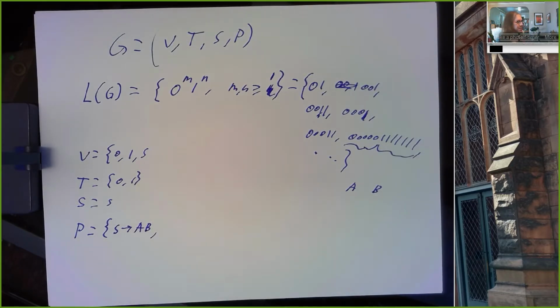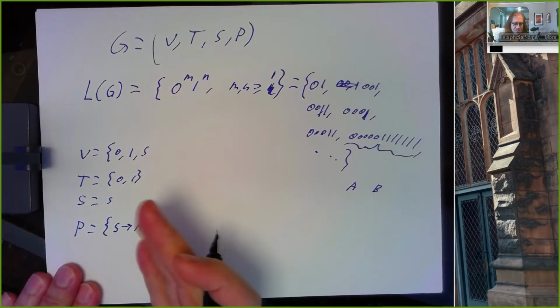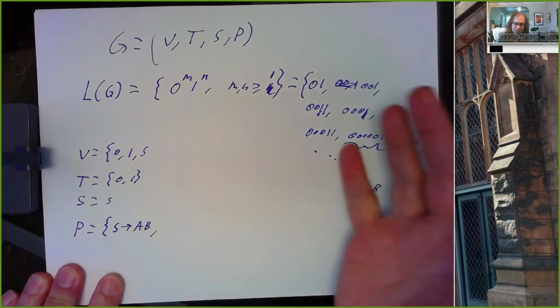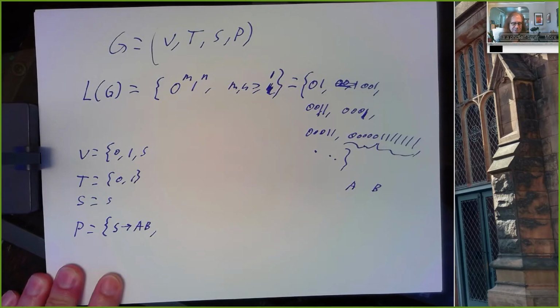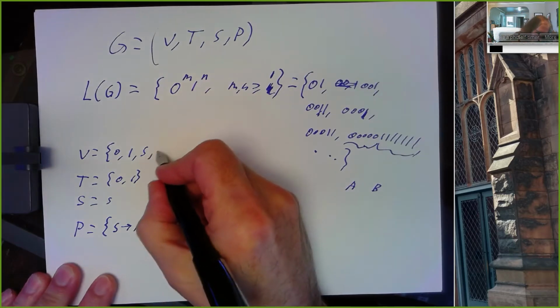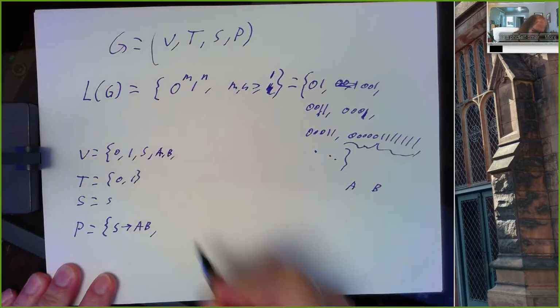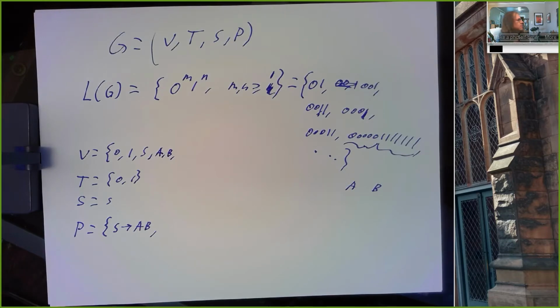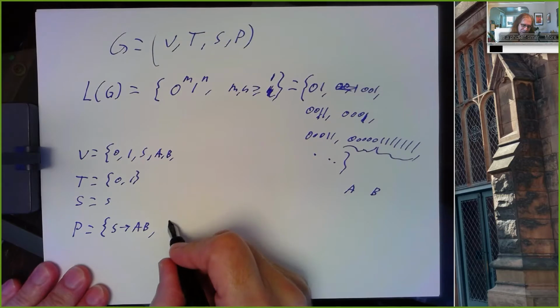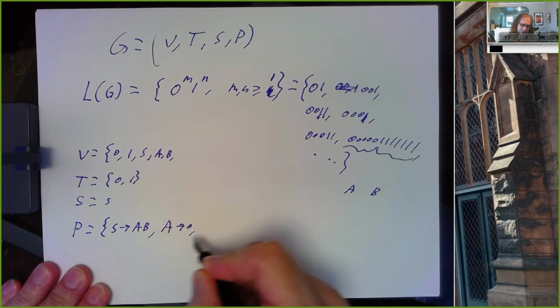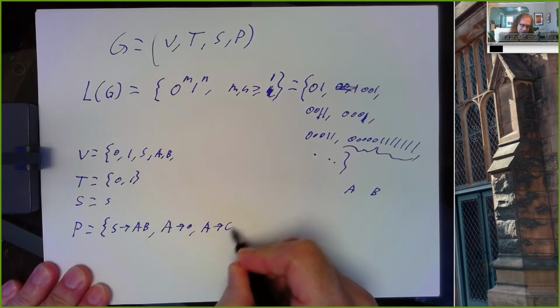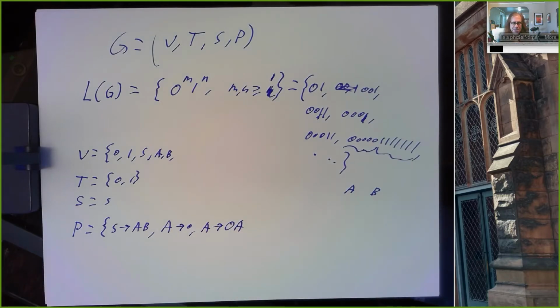And now I need to say what A is, and I want to come up with some rules here so that A is going to be a collection of successive zeros. So I'm going to add A and B to my vocabulary. And so here's a trick. We're going to see this a lot. I'm going to say A can be replaced by a 0, or A can be replaced by 0 followed by A.